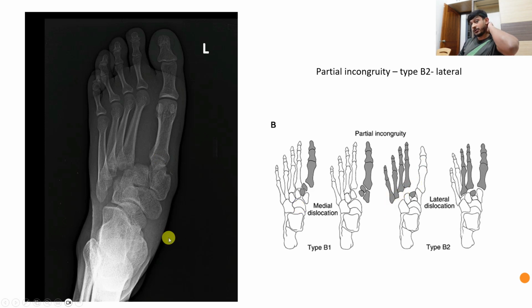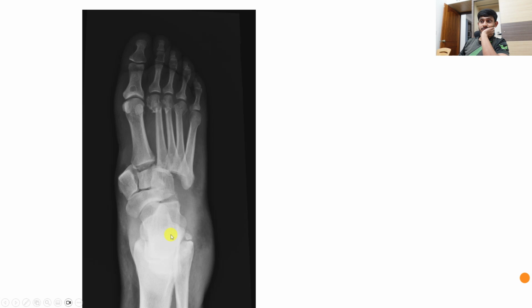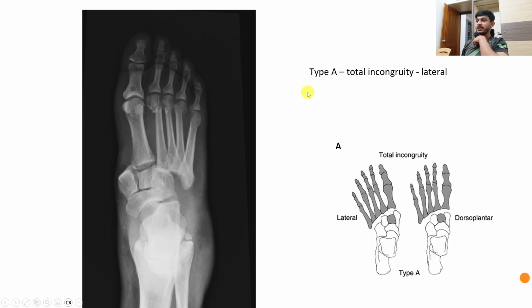Now, where would you classify this X-ray? Yes, if you said type A total incongruity lateral, you would be correct. I don't have the lateral views, so if I had them, we could look at the dorsoplantar displacement. But as you can see, this is a total incongruity, as first, second, third, fourth, fifth all have moved in one direction laterally. So this is type A lateral total incongruity.